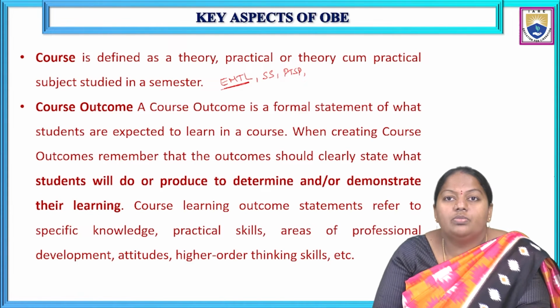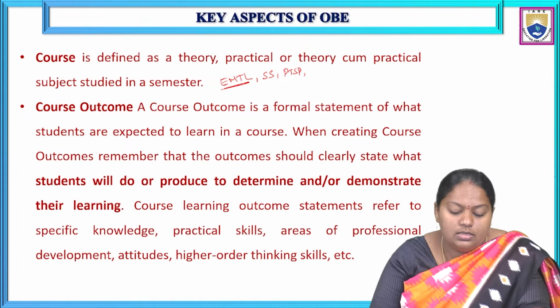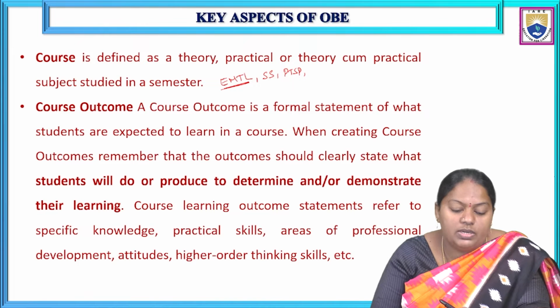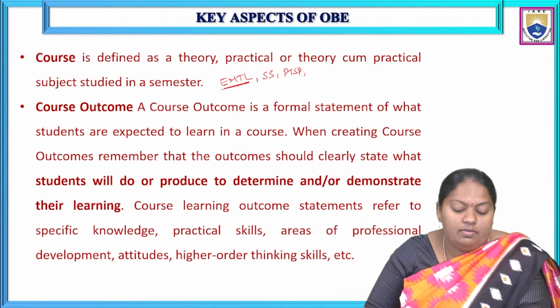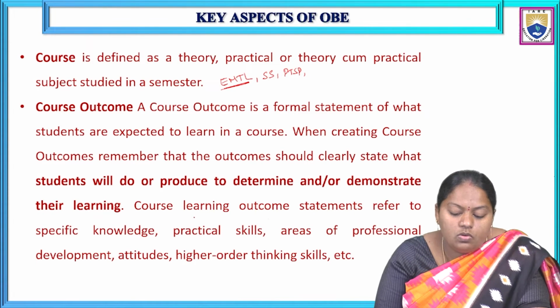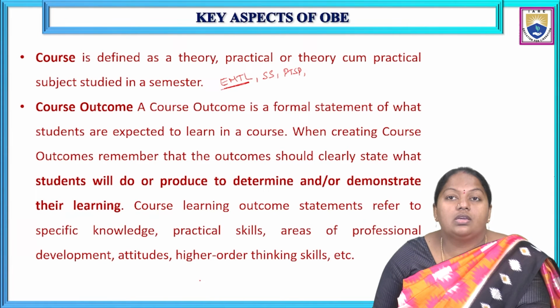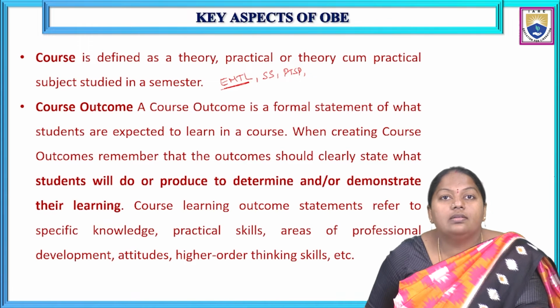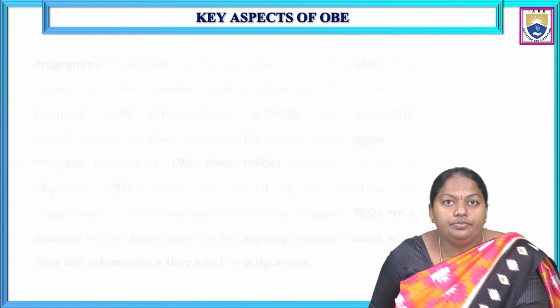How should this course outcome be considered? When we are writing a course outcome, what are the key points we need to keep in mind? We will come to know. Course learning outcome statements refer to the specific knowledge, practical skills, areas of professional development, attitudes, and higher order thinking skills, etc., that are to be considered in a particular course outcome.